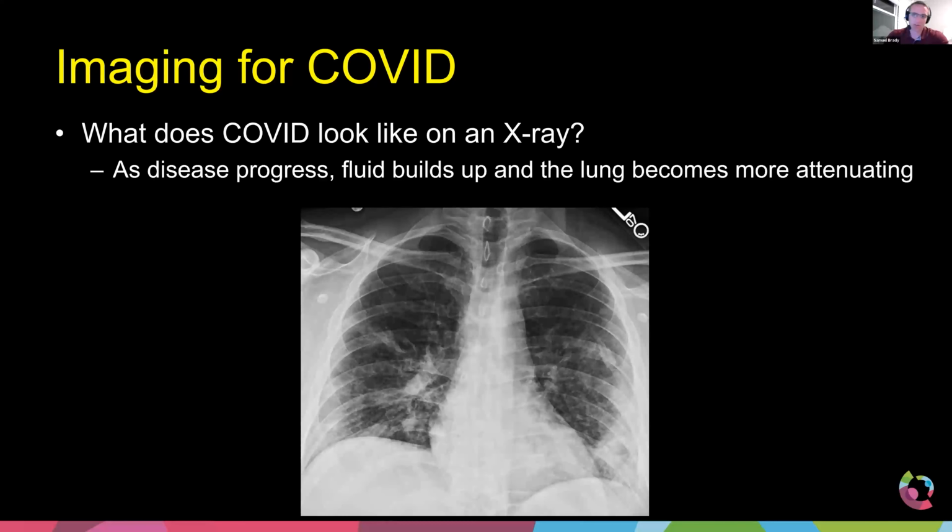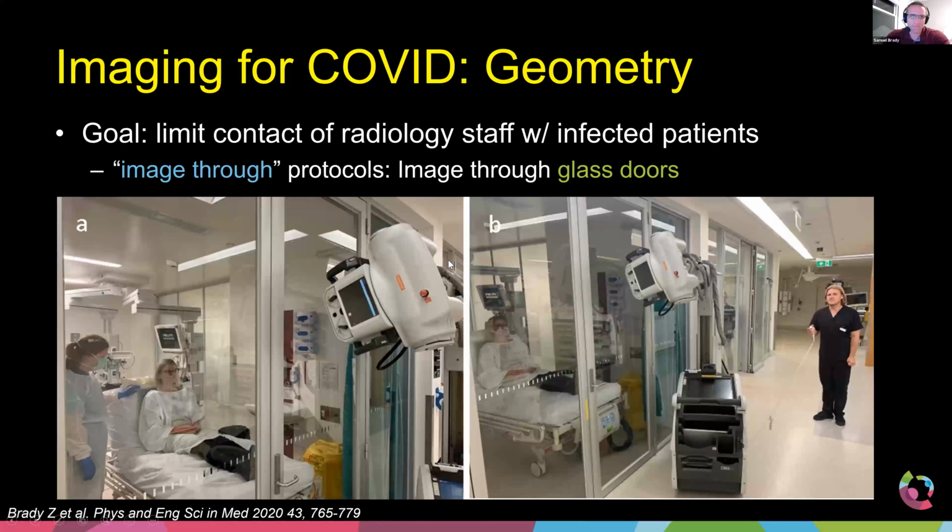Okay, well, I'm sure you've seen these by now. If you haven't seen them in the literature, you've unfortunately probably seen them on some of your patients. So what does COVID look like? Well, it looks basically like pneumonia. You've got disease progression where you get fluid buildup in the lung parenchyma, and this becomes more attenuating with time. When you've got fluid in there, it's not air, so you get more photons that attenuate. And so you get these fluid-like or attenuation-like patterns throughout the chest.